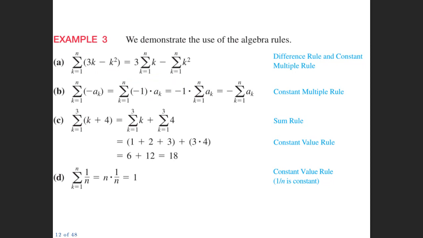Example C is an example where we have a sum of 4. So we have 4 plus 4 plus 4. 4 plus 4 plus 4 is 12. 3 times 4 is 12.